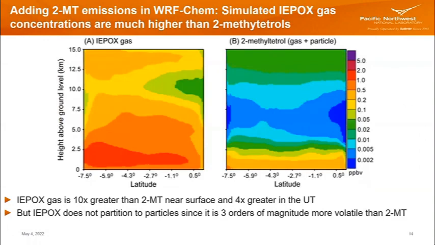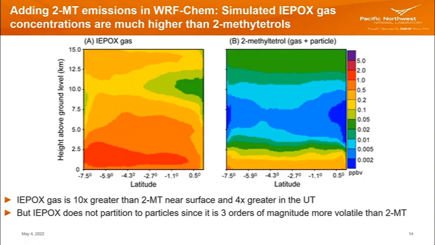And so if you add the methyl tetrol emissions in the WRF-Chem model, you still see, compared to IPOX gas, near the surface methyl tetrols are 10 times lower in concentration. And even in the upper troposphere, methyl tetrols are 4 times lower. So it's not like you are bombarding the model with too much methyl tetrol gas. It still sounds pretty reasonable because IPOX gas is much more abundant throughout the atmosphere.